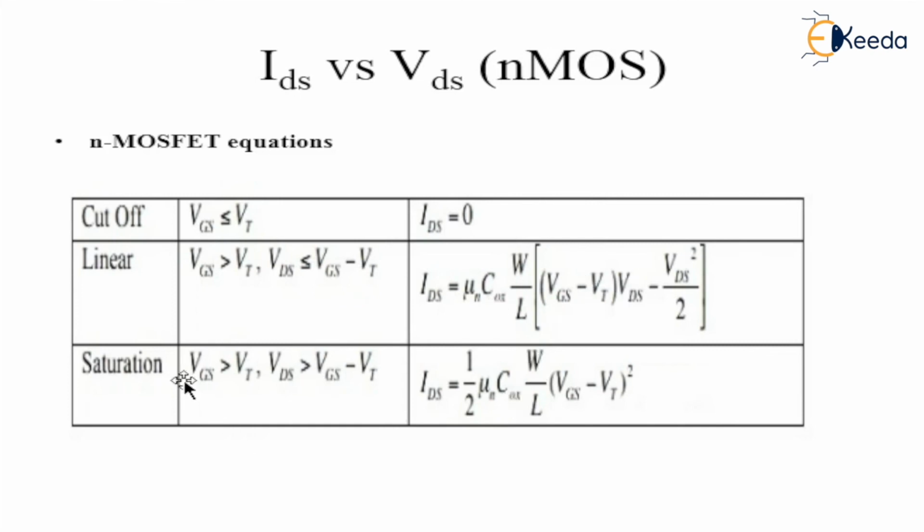When it goes to saturation mode, VGS is greater than VT and VDS is greater than VGS minus VT. So this is our formula. In saturation, the square term exists. VDS will not be there in saturation, but in linear VDS will be there.